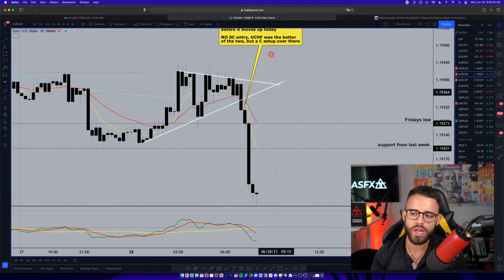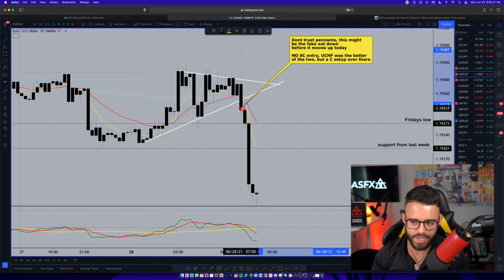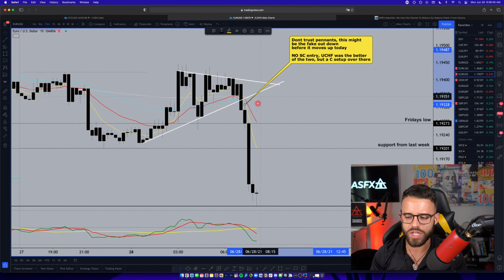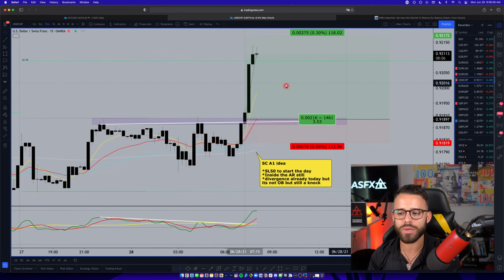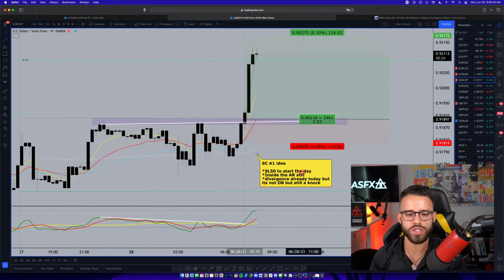And I also thought that this was going to break the pennant to the downside and then come higher because I don't really trust pennant formations. In my experience, they lead to a lot of fake breakouts before they move in the other way. But here you can see this pushing lower in the direction market sentiment tells you it should move today. But again, there is no shift candle here. There is no A1 entry here at all. So the entry, if you were going to take it, would have had to be USD CHF. But in my opinion, this is clearly a C setup.